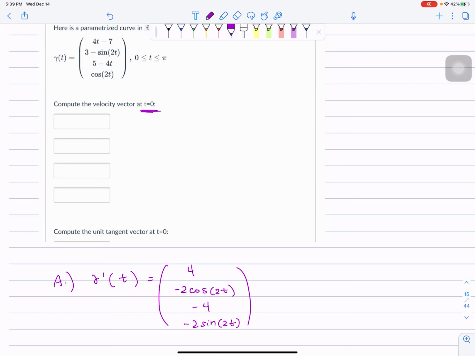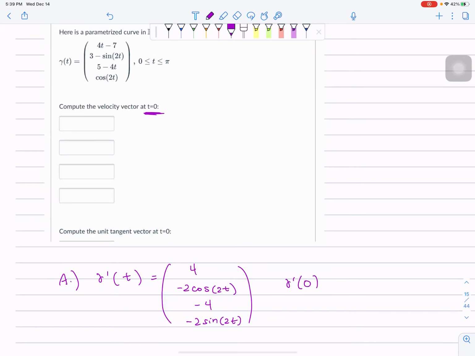But if I want to find the velocity vector at t equals 0, I plug in 0. And so I get 4. Cosine of 0 is 1. So I have 1 times negative 2 is negative 2, negative 4, and then 0.